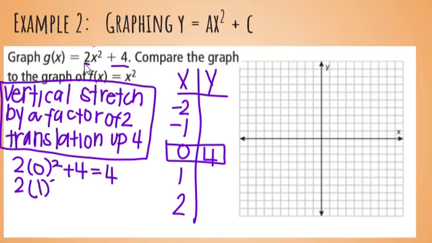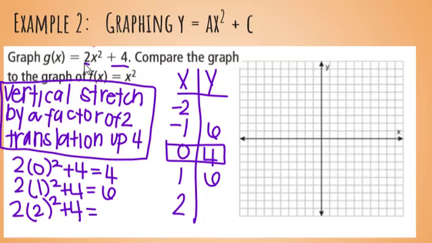And then we're going to plug in 1. So 1 squared is 1, 1 times 2 is 2, 2 plus 4 is 6. And then we can reflect or mirror that value across. And then finally, we're going to plug in 2. 2 squared is 4. 4 times 2 is 8. 8 plus 4 is 12. And then go ahead and mirror that value across.